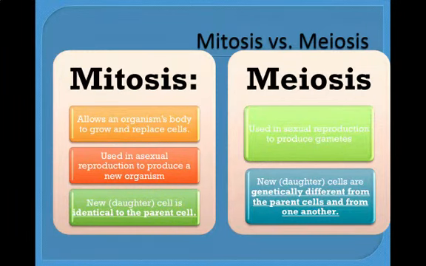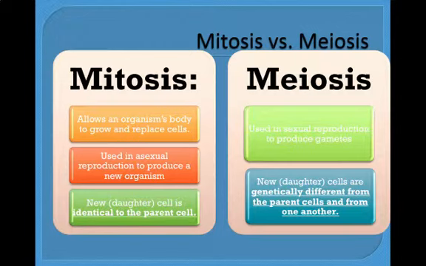So mitosis is going to allow an organism's body to grow and replace its cells. It's used in asexual reproduction to produce a new organism, think prokaryotes, and a new daughter cell is identical to the parent cell. For meiosis, however, it is used in sexual reproduction to produce the gametes, and the new daughter cells are genetically different from the parent cells and from one another.